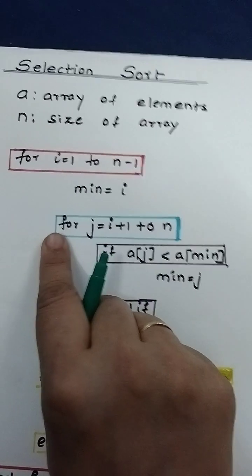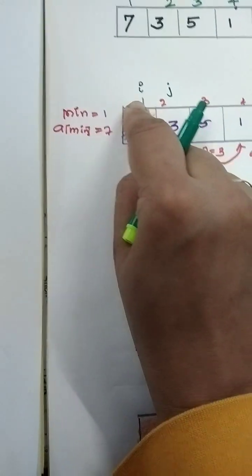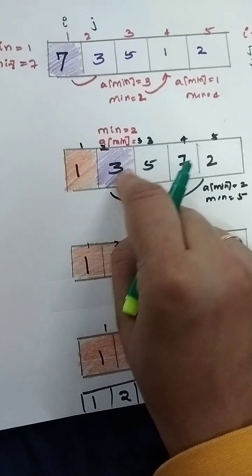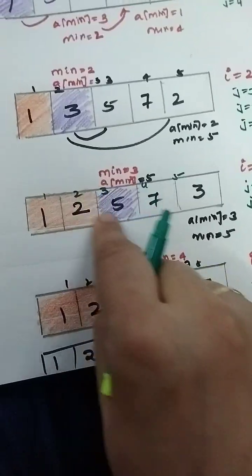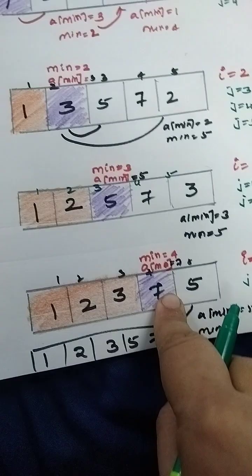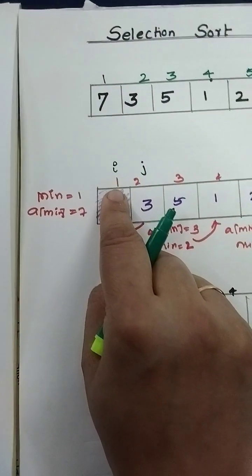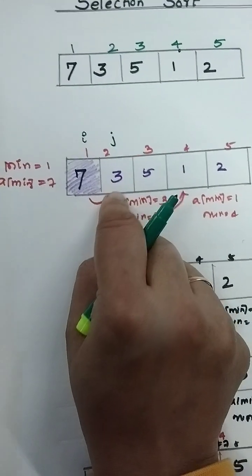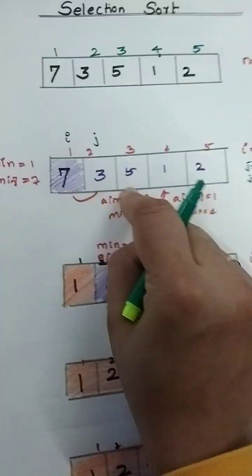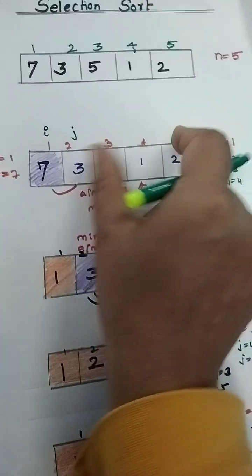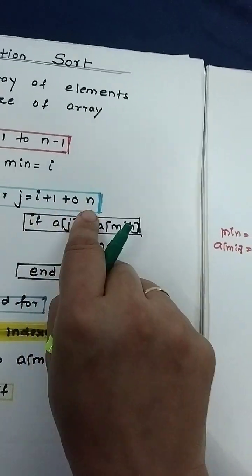In the inner loop, minimum is equal to i, that is you are taking this position as the minimum in this case. In the second case you are taking the second position as the minimum, third position minimum is 3, and fourth position minimum is 4. And j is equal to i plus 1. See, every time when i is equal to 1, j starts from here. Starting from this element, you are comparing from this element to what? 2, 3, 4, 5. How many comparisons do you do? 4 comparisons till n. That is i plus 1 to n.